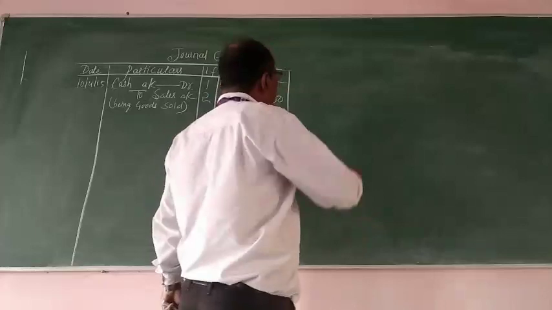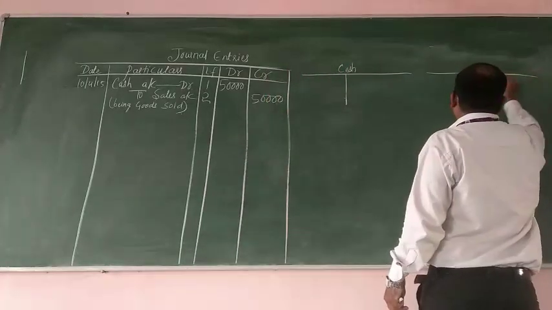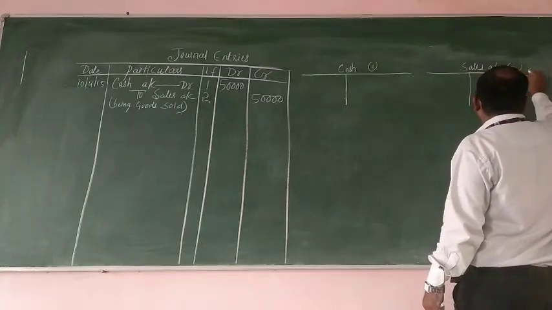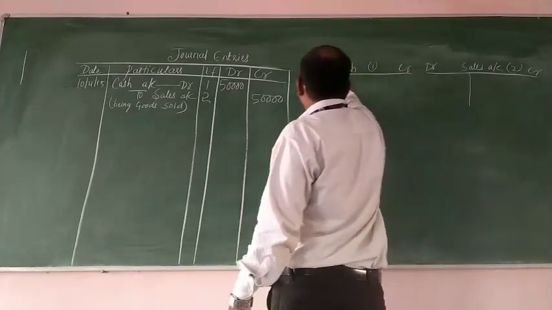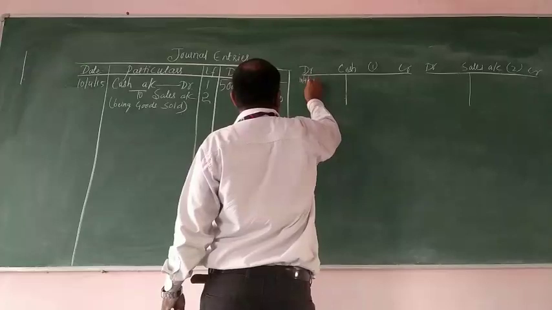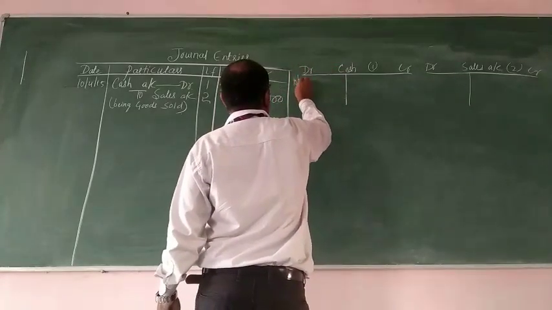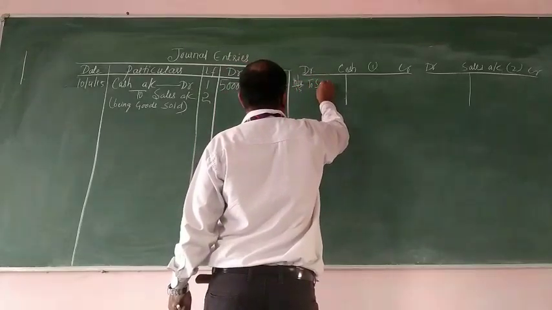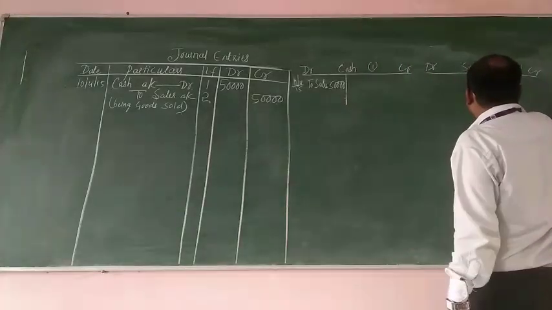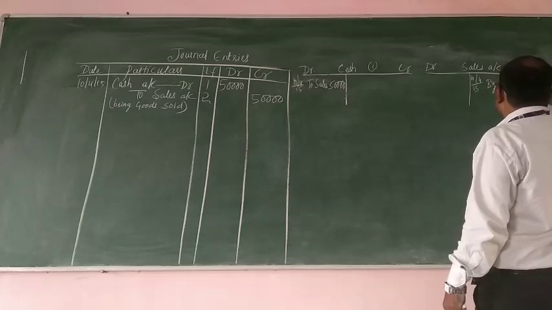So you have to open two ledgers. One is cash and another is sales. Page number 1, page number 2. So cash account is debited to sales, 10/4/15. To sales, how much? 50,000. And in sales account, 10/4/2015 on the credit side by cash 50,000.